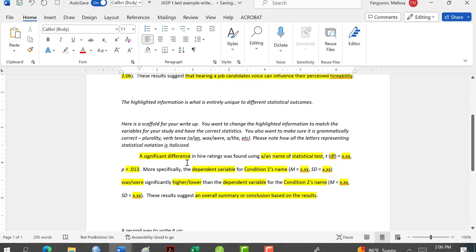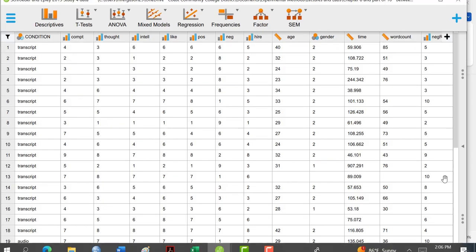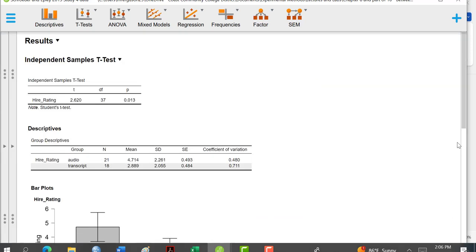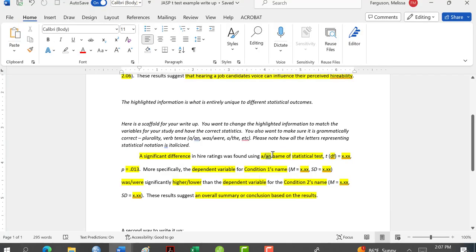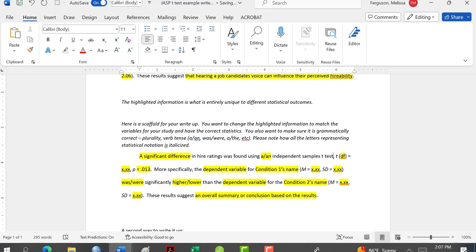So significant difference in higher ratings was found using, and then what's the name of the statistical analysis we just did? Again, if you don't remember, this is our data. Remember, we click these little arrows, and here it says independent samples t-test. So the name of the statistical test would be independent. And please note that t is always going to be italicized for t-test, and it's lowercase, even though it was capital on the output page. And grammatically correct would be using an independent samples t-test.